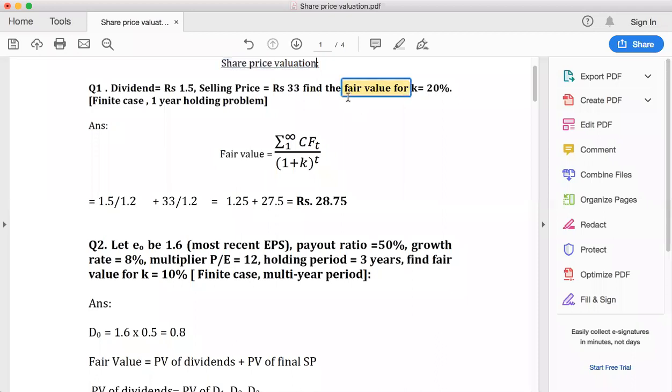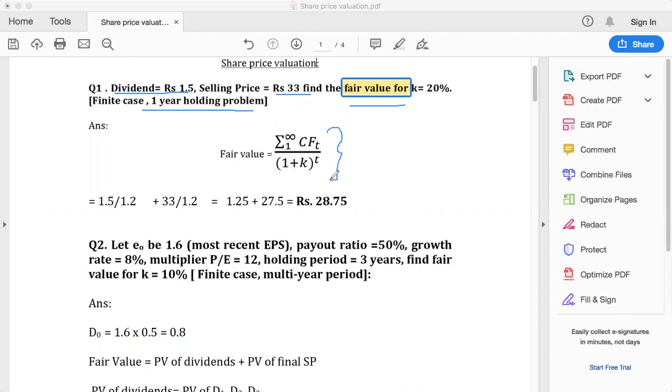It asks us how much you think is a fair price of this particular share, which we after 1 year intend to sell for rupees 33, and this share is going to pay us a dividend of rupees 1.5. So this is a formula to solve this particular problem. Basically, you have to know the present value of all future cash flows. So there are two future cash flows.